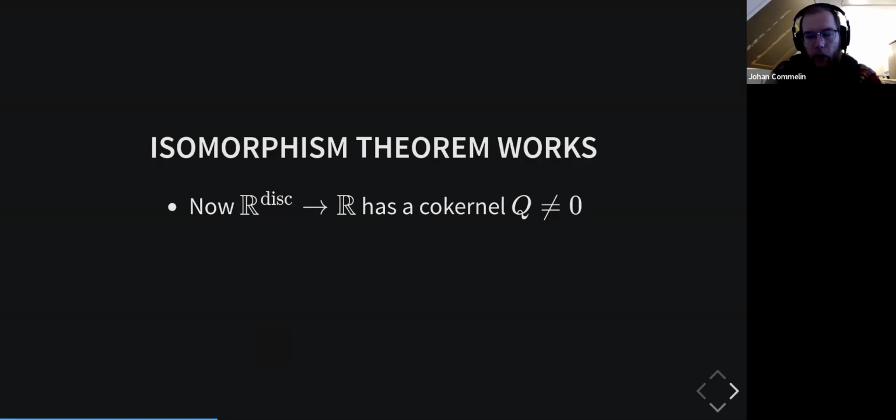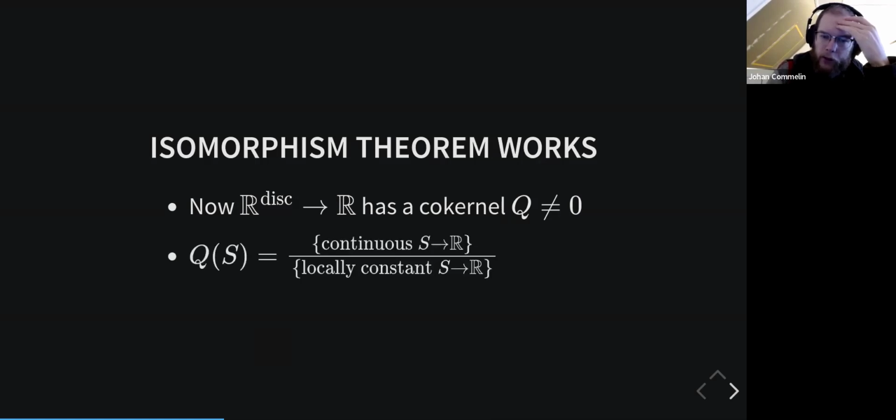And this co-kernel, if we call it Q, well, it's a condensed set. So it means that in particular, it comes with this set of points, Q(*). And Q(*) will still be 0. That's the bit of the condensed co-kernel that we already saw in the initial picture. But now there is also Q(S) for all sorts of other continuous quotients of the Cantor set.